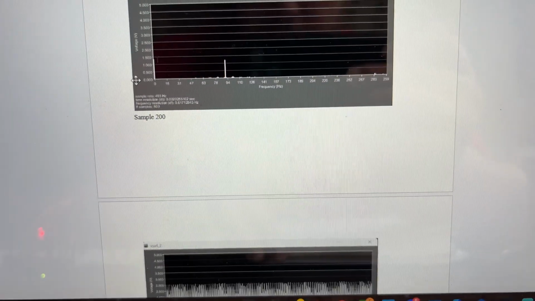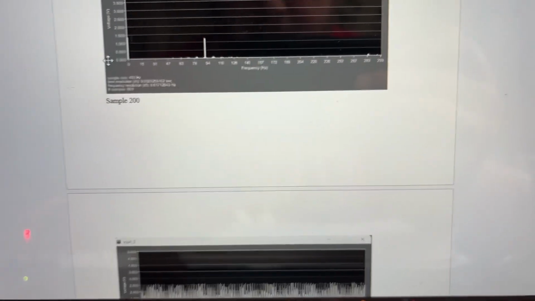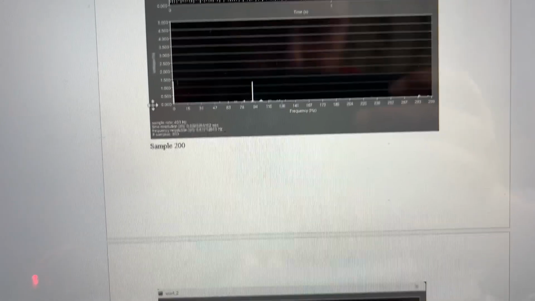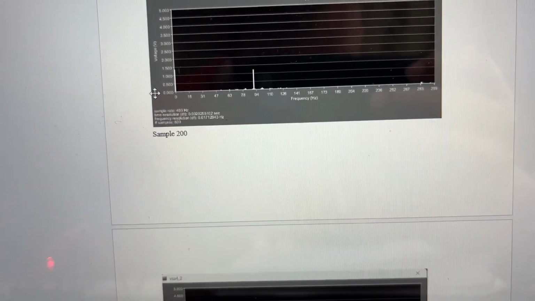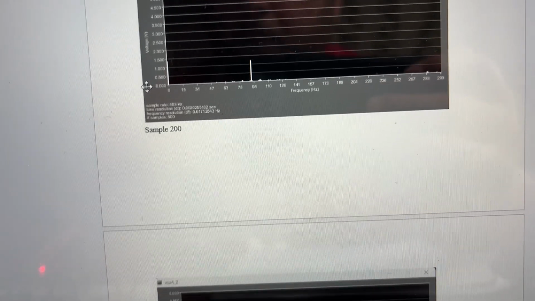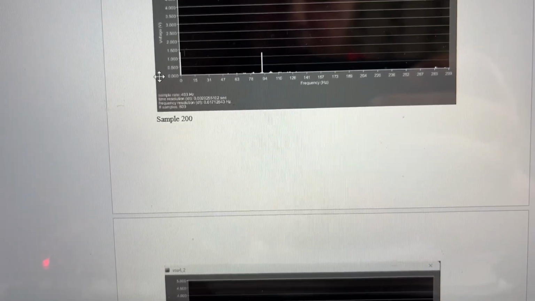I unfortunately wasn't able to get the graphs for the square and triangle waves. I forgot to get the screenshots. But generally, for the square wave, there were major peaks at 20 hertz, and every 20 hertz after that, there were peaks. And for the triangle wave, there were major peaks at 10, 15, and 60 hertz, with peaks at about every 30 hertz.